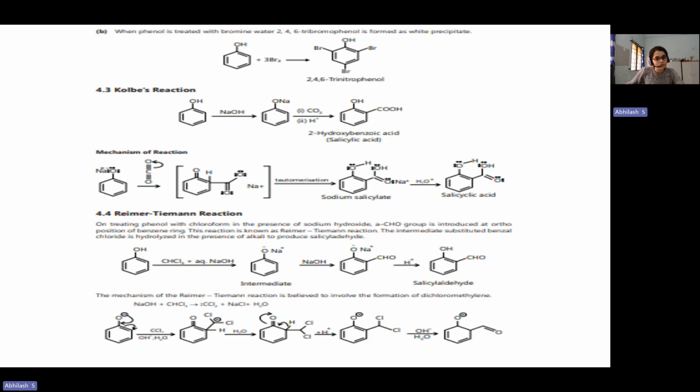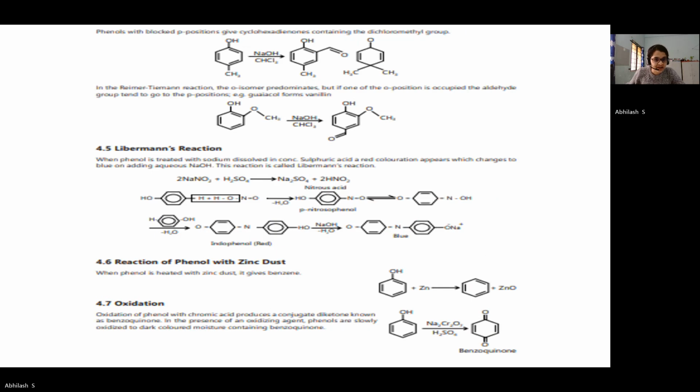Here you have to focus on this dichlorocarbene, and one of the more important things is why the aldehyde is attached to the carbon only but not the oxygen, because carbon is the most electron-rich center in the benzene, which is also stabilized by resonance. So this aldehyde group is attached to the carbon of the benzene ring but not the oxygen.